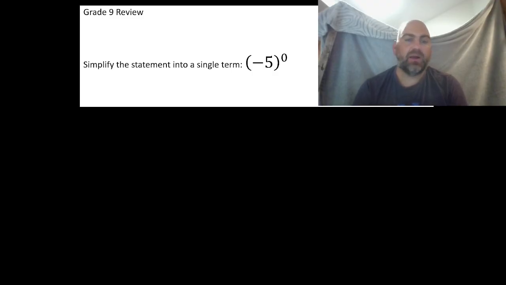What's negative 5 to the power 0? Anything to the power 0 is 1. Good job. Yeah, positive 1 in this case here. So again, anything to the power 0 is 1, positive 1.